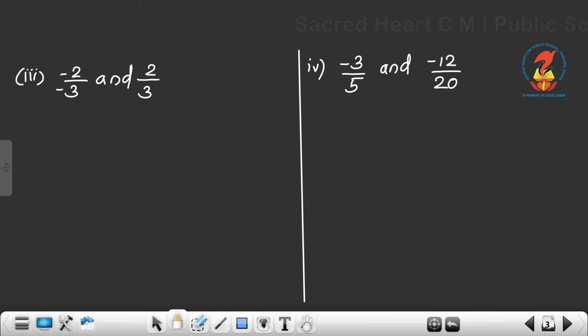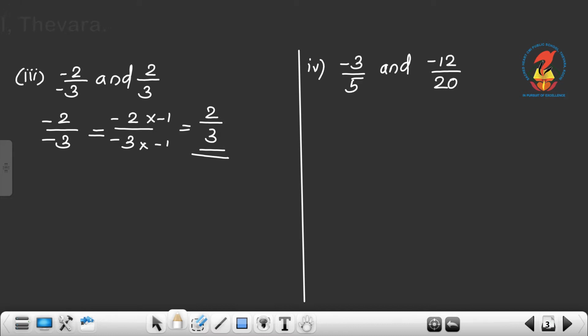Then next one, negative 2 by negative 3 and 2 by 3. In negative 2 by negative 3, the denominator is negative, so we can make it positive by multiplying both numerator and denominator by negative 1. So 2 by 3. So we know that negative 2 by negative 3 is the same as 2 by 3. They represent the same rational number.